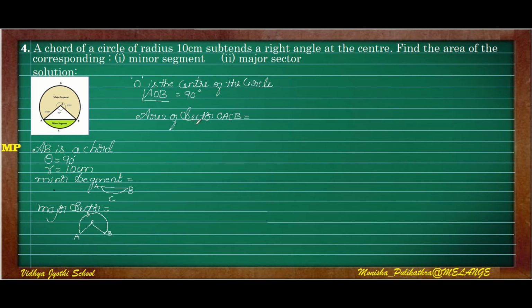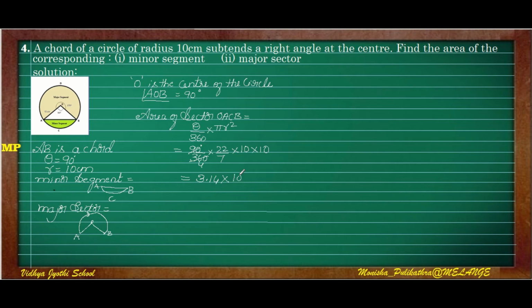So the usual formula, that is theta by 360 into pi r square. So theta is 90 degrees by 360 into pi is 22 by 7, or else you can write 3.14 also, into radius is 10. So here, instead of 22 by 7, I will be taking 3.14. We can take even 22 by 7.